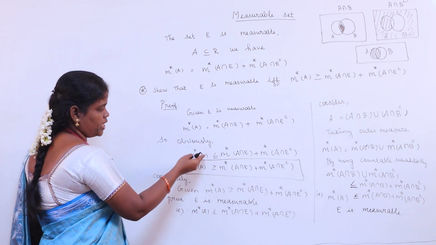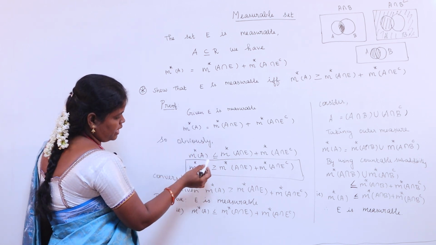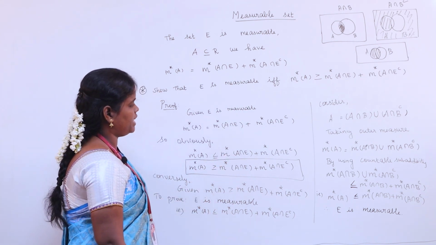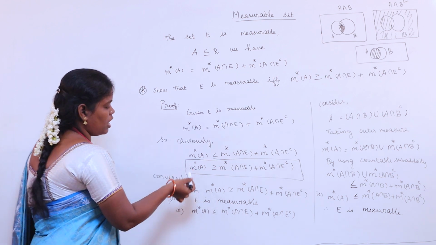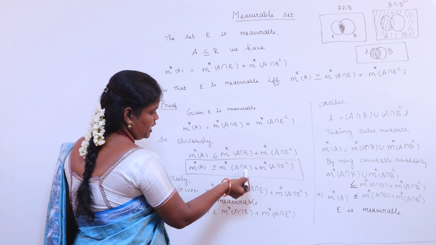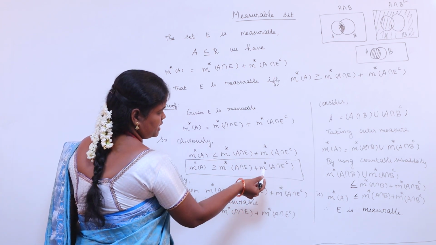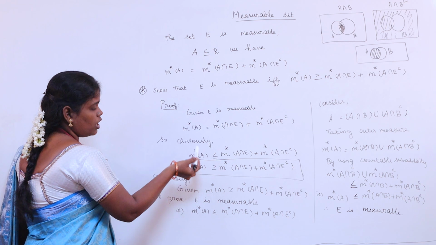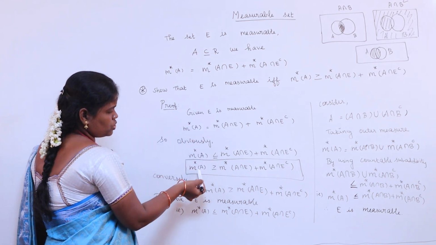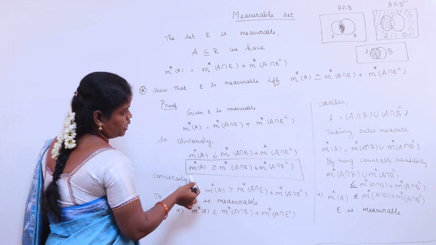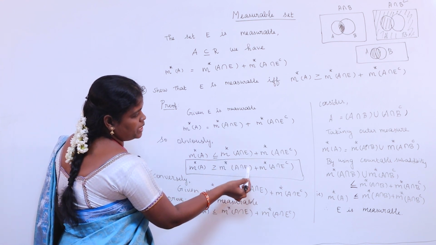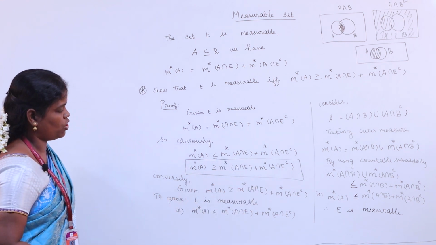So obviously we know that outer measure of A is less than or equal to outer measure of A intersection E plus outer measure of A intersection E complement. And also outer measure of A is greater than or equal to outer measure of A intersection E plus outer measure of A intersection E complement. So both the inequalities are there. So we have to prove that case only: outer measure of A is greater than or equal to outer measure of A intersection E plus outer measure of A intersection E complement.